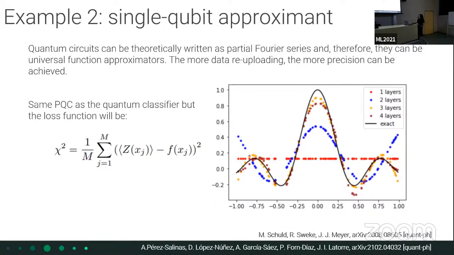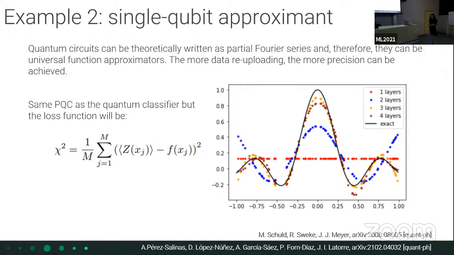And similarly, you can apply exactly the same idea, but instead of optimizing with respect to a target state, you can try to fit the curve of some particular function and learn this function curve. So imagine that you measure the expectation value of the Z operator, and depending on this value, that means the value of this function, you can optimize that. And as you can see, as we consider more and more layers, the solution is more and more precise.